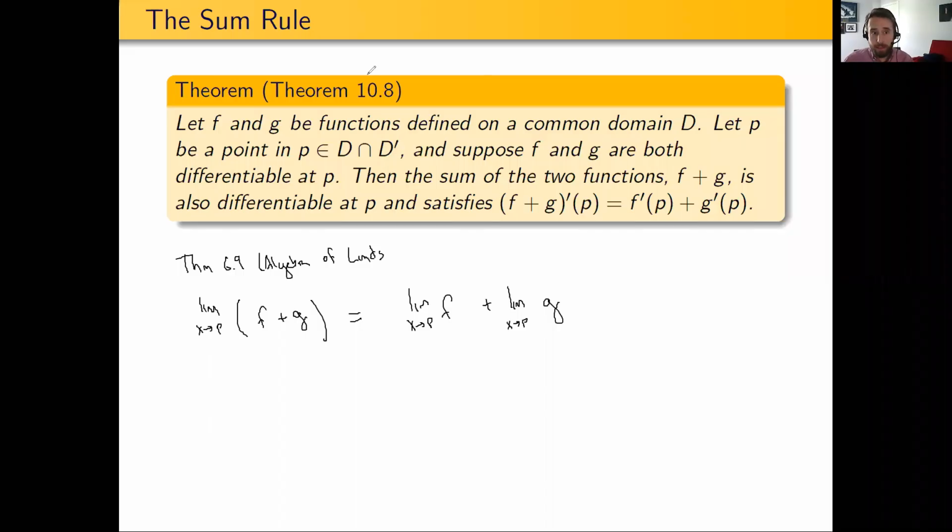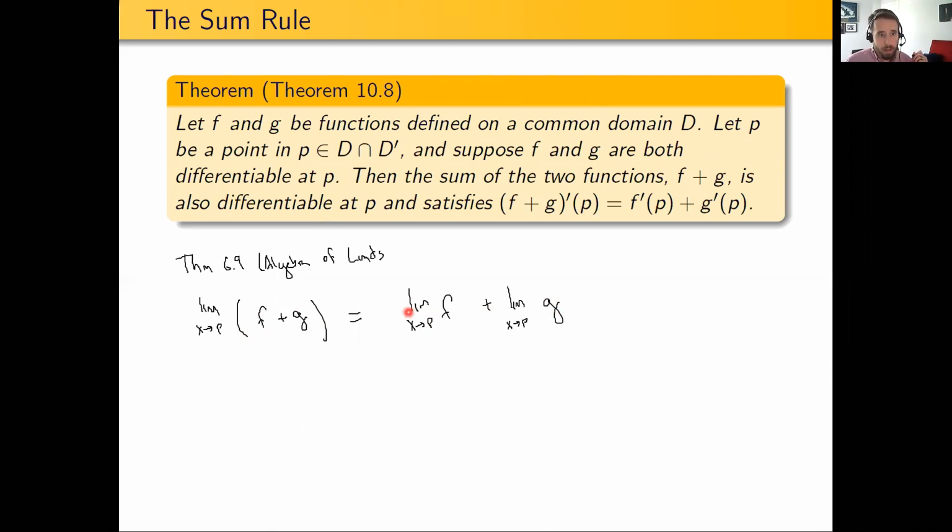Okay, so this is the result from chapter 6 that we really want to hone in on: the algebra of limits. As a reminder, this said that if I have two functions, f and g, and I can calculate the limit as x approaches P of f, and I can calculate the limit as x approaches P of g, and if both of these limits exist, then I can take the combined function f plus g, and the limit of f plus g would equal the limit of f plus the limit of g. This is more or less exactly as it was written back in chapter 6.